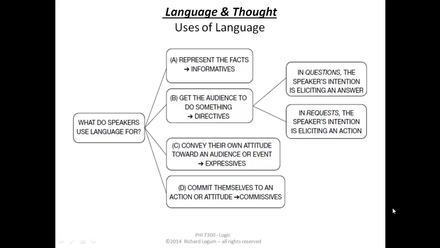C, you're conveying your attitude towards an audience, towards an event. It's an expressive, right? Like, "Oh, crap. Here it comes again." And sometimes you're committing yourself to do it. So somebody says, "Do you promise to tell the truth, the whole truth, and nothing but the truth?" You've seen them swear people in trials. It's committing. The person says, "I do, I agree to it." So that's that use of language. Now we're going to turn to different kinds of sentences, because there are 4 categories of sentences, and then we're going to try to map them back to the uses of language.